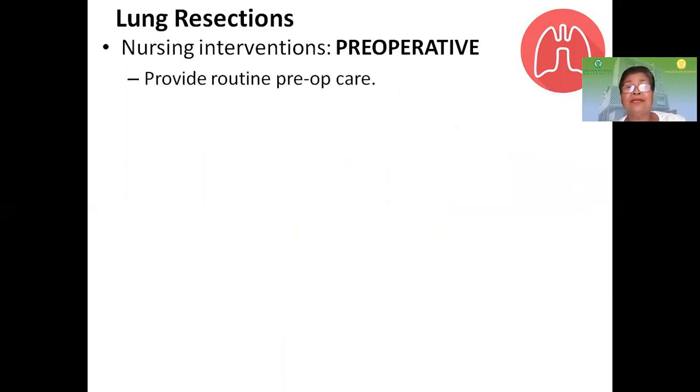Pre-op. What are our pre-op care? Of course, what is the routine pre-op care? Routine. Obtain consent. The procedure itself is primarily the responsibility of the surgeon, but we also have to know what will be done. As nurses, we have to teach the patient the need to do deep breathing and coughing exercises, because he needs it more to prevent lung collapse.